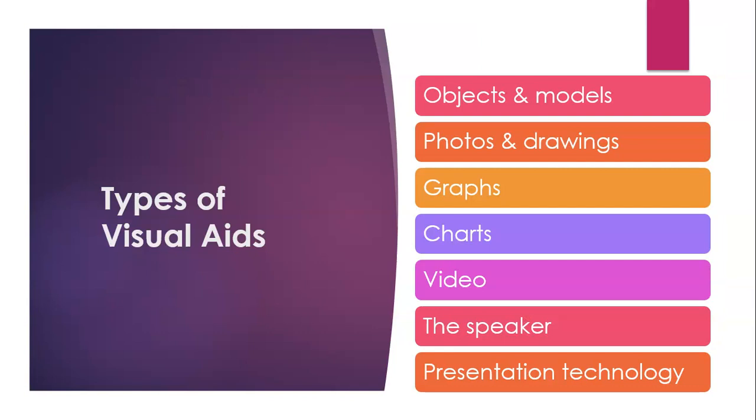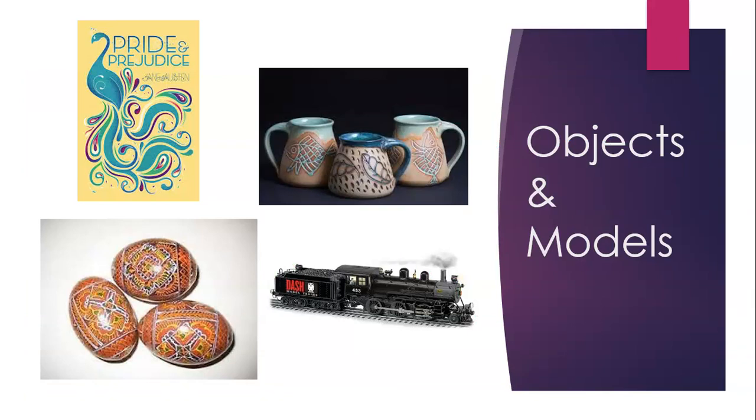So types of visual aids. You could have an object or a model, photo or drawing, graph, chart, video, the speaker themselves, or some type of presentation technology, or a combination of all of these, or incorporating some of these, say a graph, into that presentation technology. So here's an example. Let's break this down a little bit further.